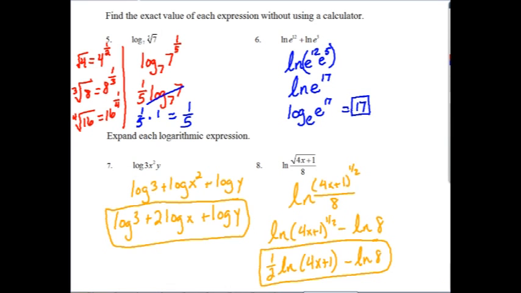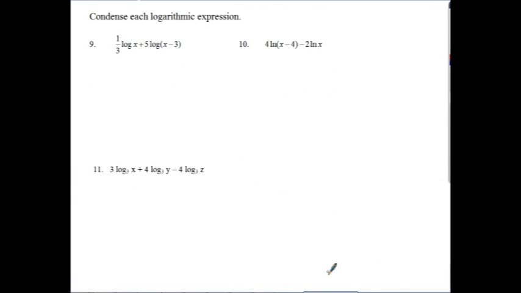Now we're going to move on to number 9. Number 9, 10, and 11 is expanding these lovely things. Okay, I think this is the last page. Yep, this is the last page of it. So we just got through expanding them. We made the smaller into the bigger. Now we're going to take the bigger and go backwards and make them smaller.